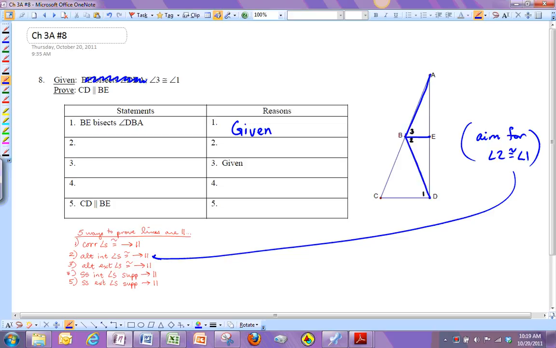All right. Well, what's a bisector do? It cuts stuff in half. That's the definition of a bisector. So it cuts stuff exactly in half, and it makes this one and this one exactly the same. So I can say here 2 and 3 are exactly the same because that's the definition of an angle bisector.